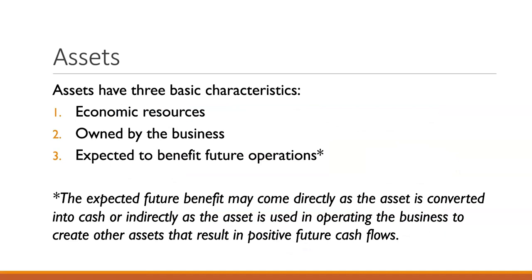So our assets are owned by the business, they're economic resources, and they are expected future benefit to the organization. So they're money that we can use to buy things, inventory that we can sell to make money, supplies that we're going to use in the day-to-day business, equipment and buildings that we're going to have our operations in, things that will benefit future operations.